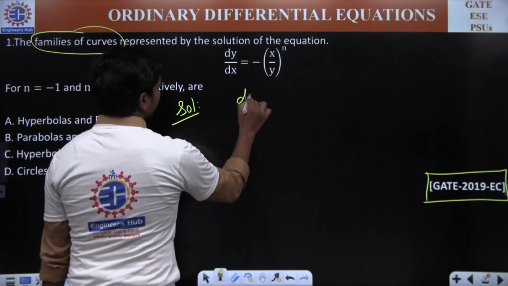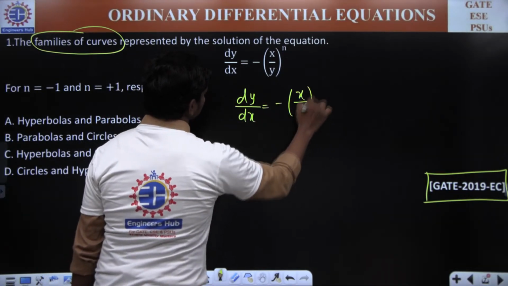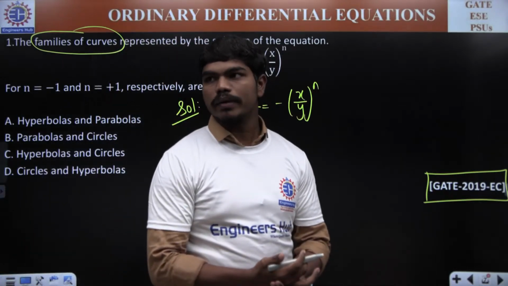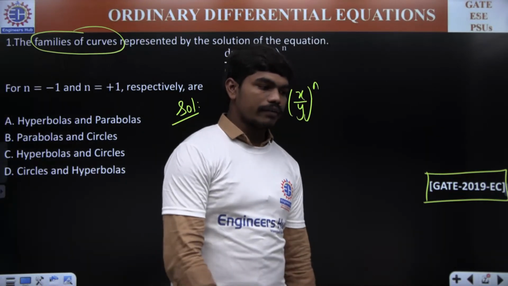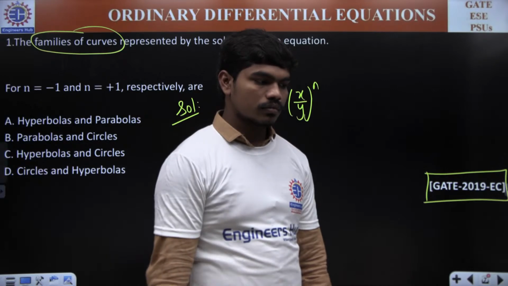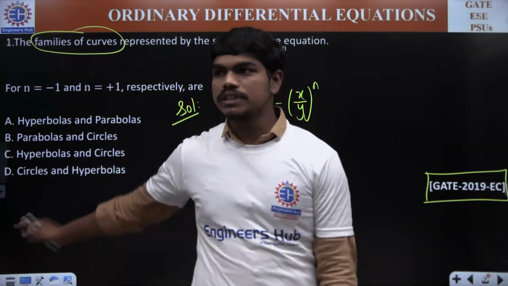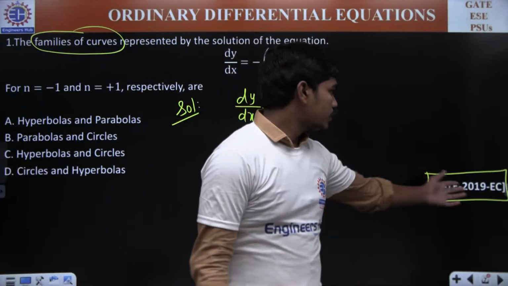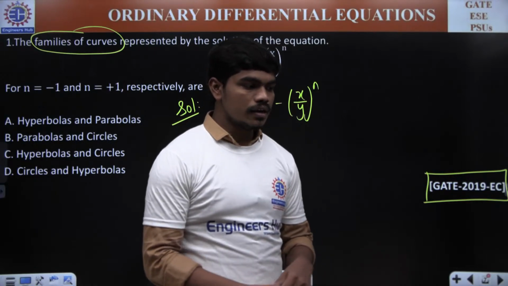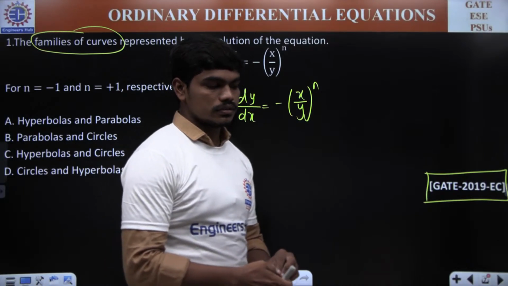So the given equation is dy by dx is equal to minus (x by y) whole power n. Okay, when n is equal to 1 and when n is equal to -1, what's the thing that you have here? Please try to solve and tell me the answer for this. This question was asked in GATE 2019, very recently. And this is one good question in first order differential equations. C is the answer, Mauli. Is it?